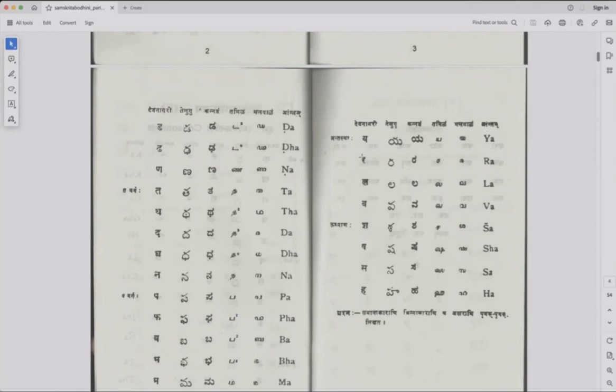Then ya, ra, la, va are all in-between letters. After that come sha, sha, sa, ha. Now this sha follows the pronunciation of cha. Wherever you are doing cha, that is where you are going to pronounce sha.